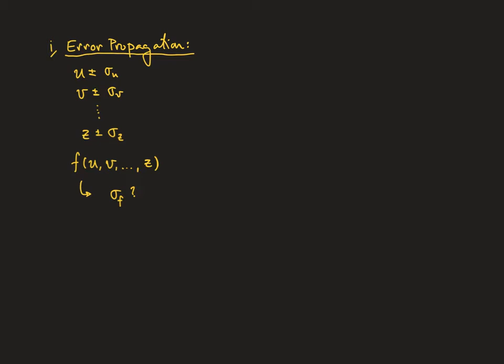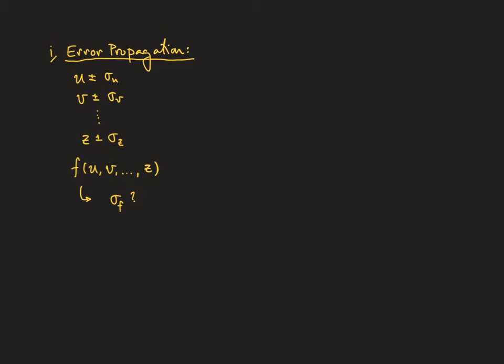It turns out that the answer is that what we need to do is calculate the partial derivatives of the function with respect to each of these quantities and sum up the squares of those multiplied by the uncertainties. So we're going to calculate partial of f with respect to u, square it, multiply by sigma u squared. Do the same thing for v, square it, times sigma v squared, etc. And just keep doing this for all the variables.